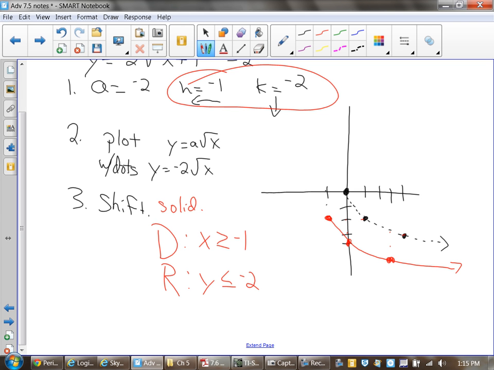Your parent function is always going to have it starting at 0. It might be less than or equal to for the range, or it might be greater than or equal to the range, depending on what the a value is. If A is negative, it's going down and right. If it's positive, it's going up and right. It just depends on that. But you always list your domain and range after your shift. Always from the shift.